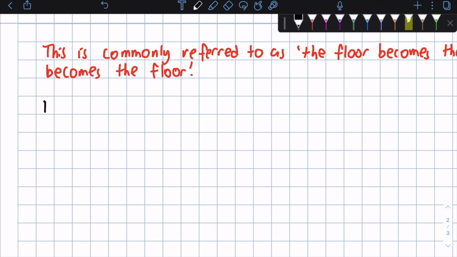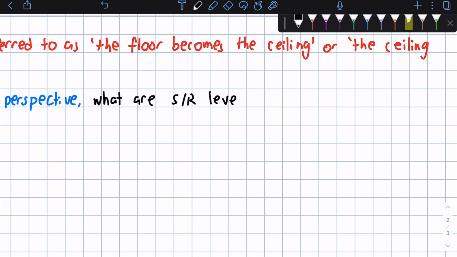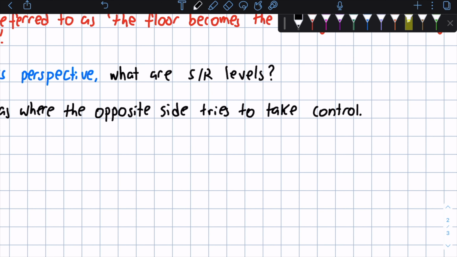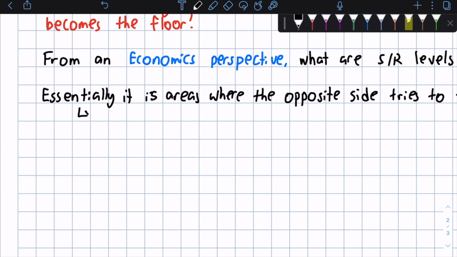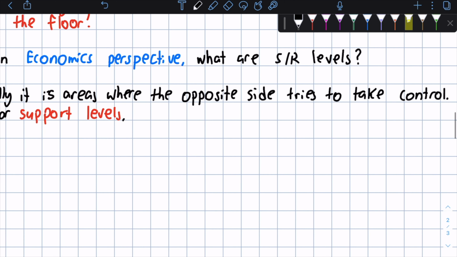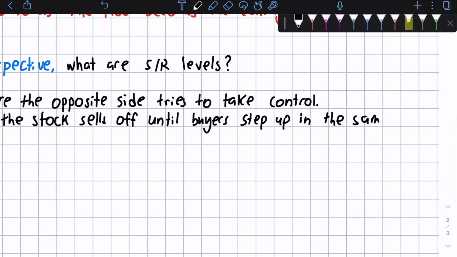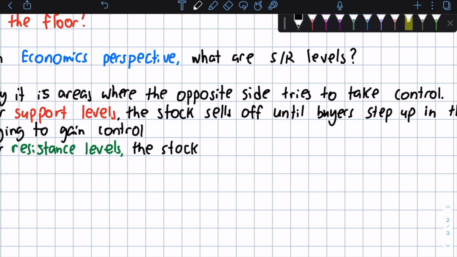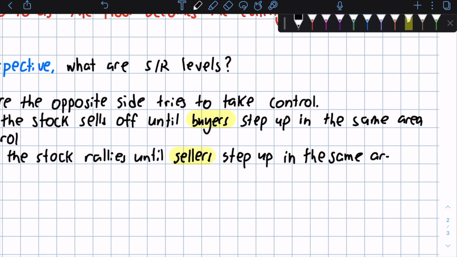So from an economics perspective, we can also take a look at what support and resistance levels are. Essentially, they're the areas where the opposite side tries to take control. For support levels, the stock sells off until buyers step up in the same area, trying to gain control. For resistance levels, the opposite happens. The stock rallies until sellers step up in the same area over and over again and try to gain control.